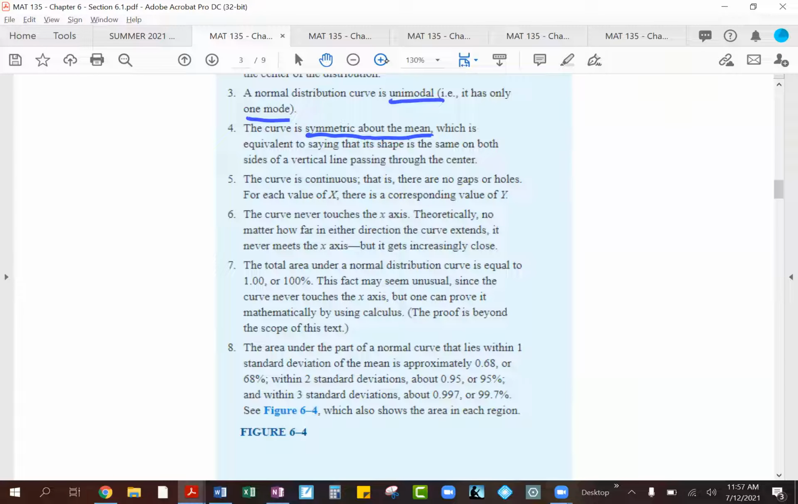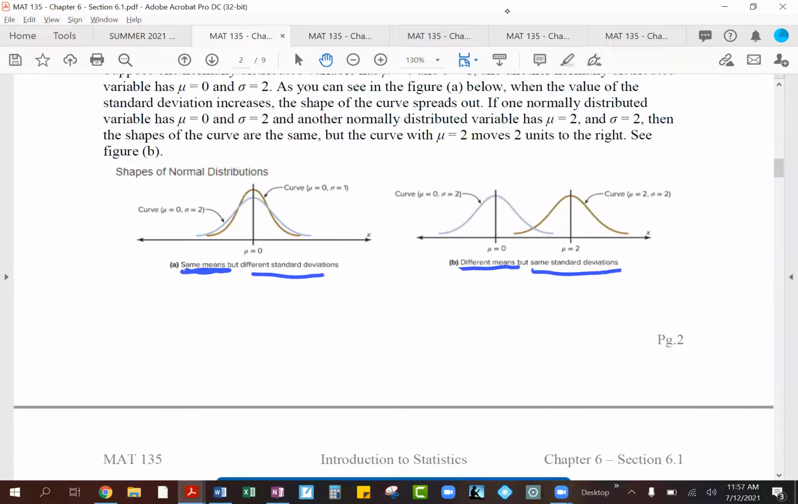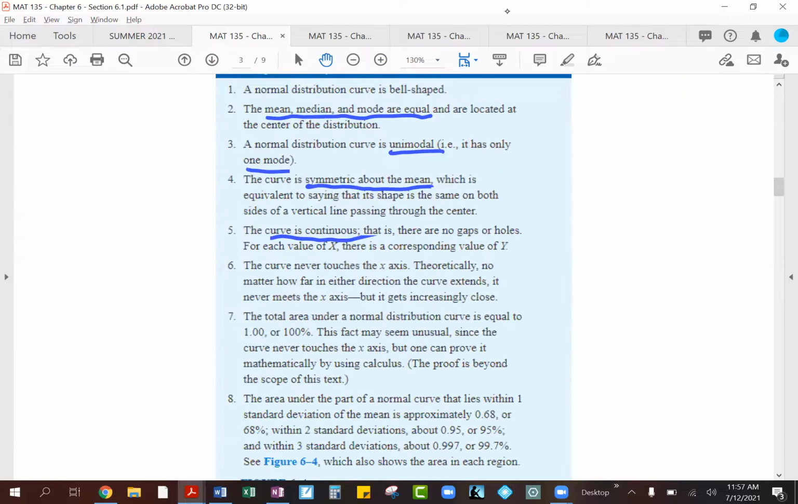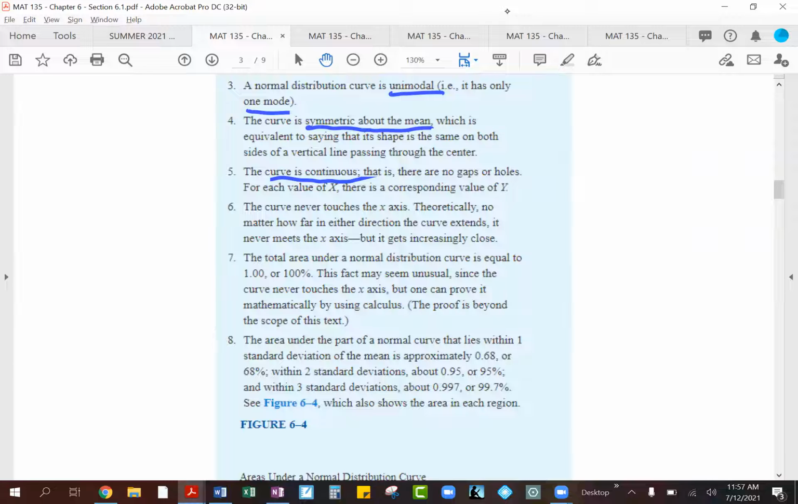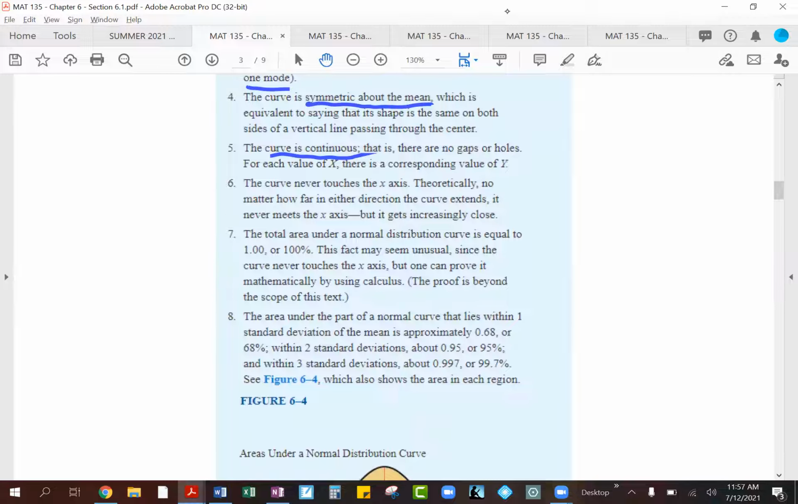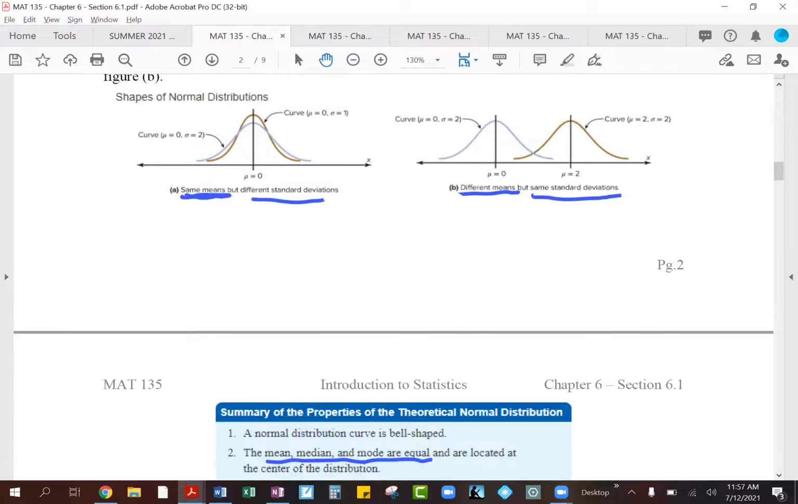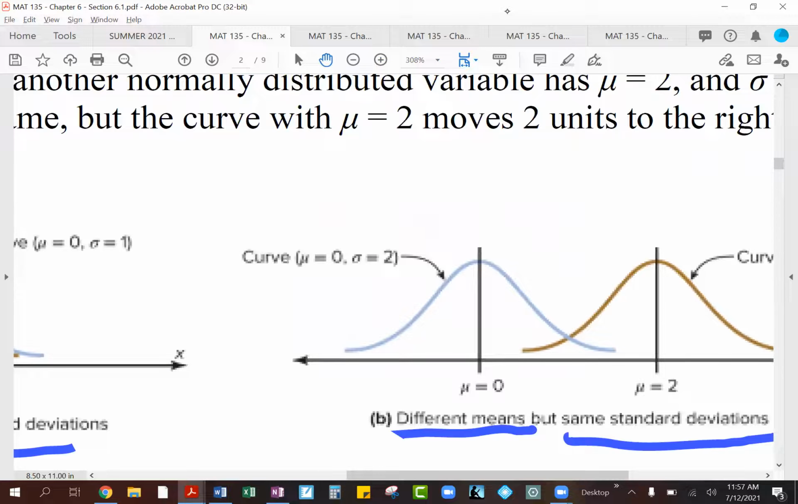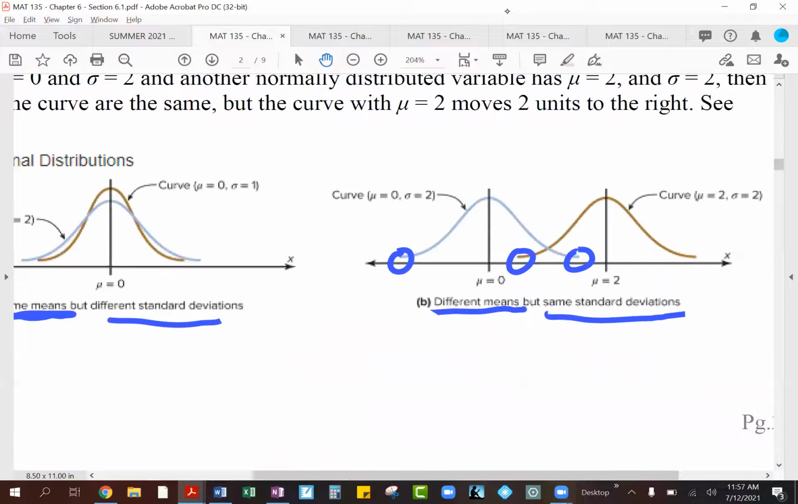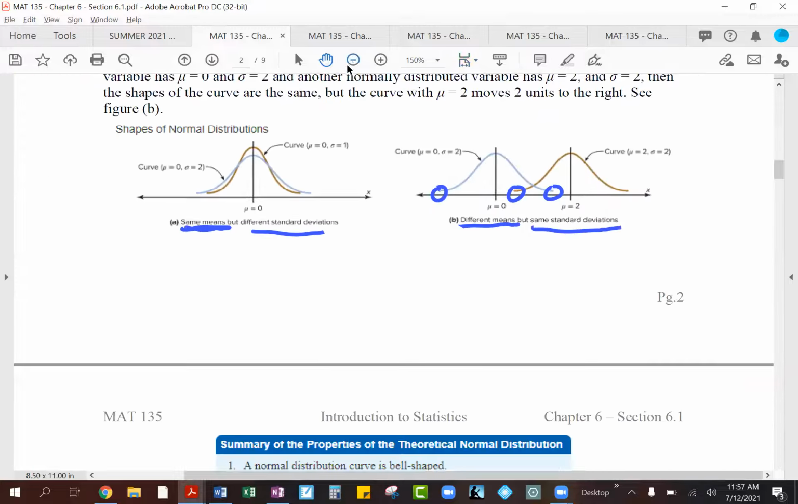Of course, one of the other things you want to keep in mind is that this is a continuous curve. As you can see in the graphs, these will all be continuous curves. There are going to be no holes or gaps in your curve. Now, another thing to keep in mind is that the curve never touches the x-axis. You will always see a little bit of that gap at the end. The tail of your curve will never touch the x-axis. So we always leave that little space in there.